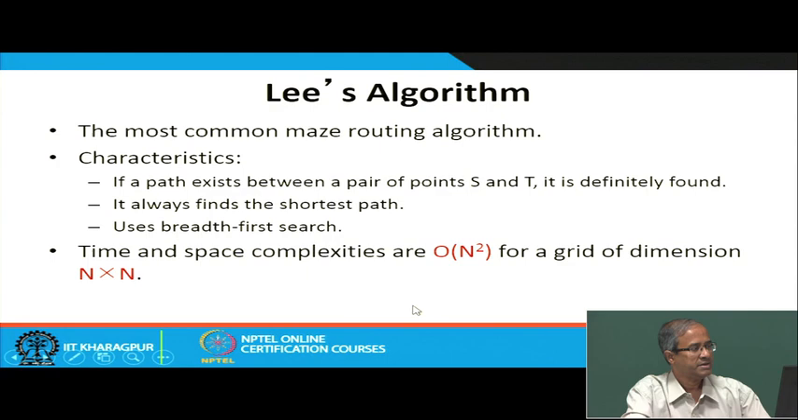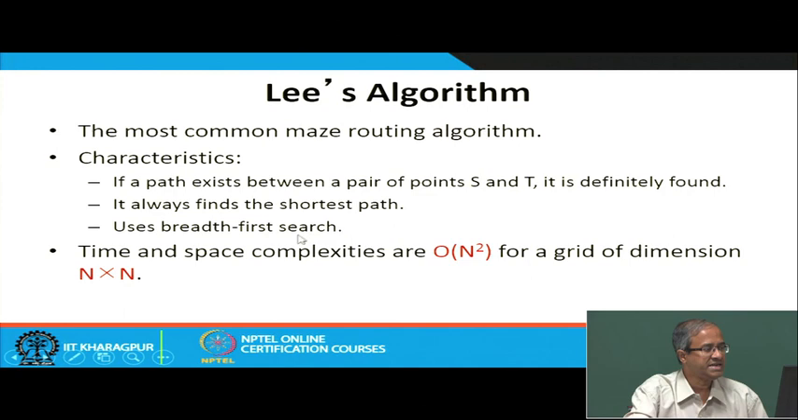So Lee's algorithm is the most basic and the classical maze routing algorithm. It is very simple in concept, and one of the very interesting characteristics is that if a path exists between the pair of points S and T, then it will always be found. Not only that, Lee's algorithm guarantees to find the shortest possible path.